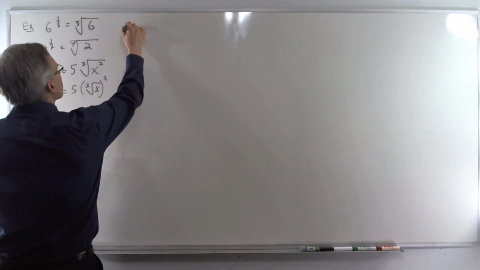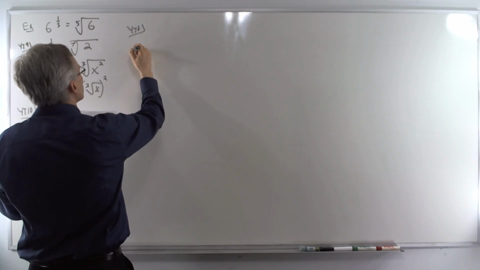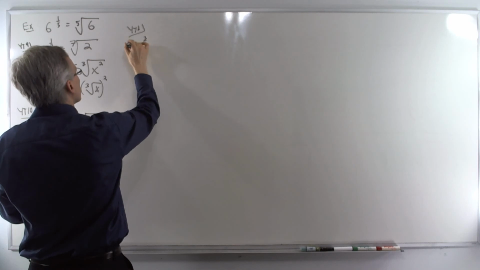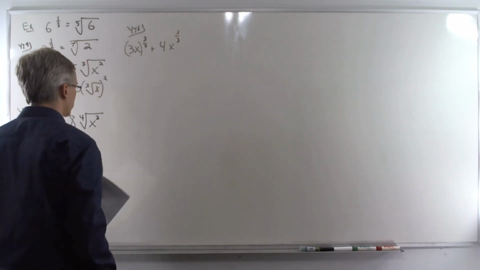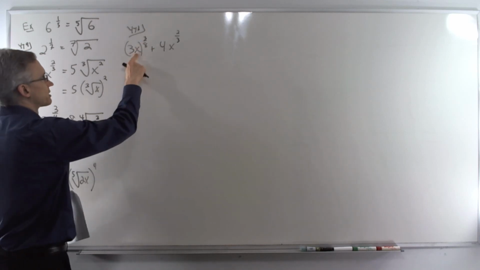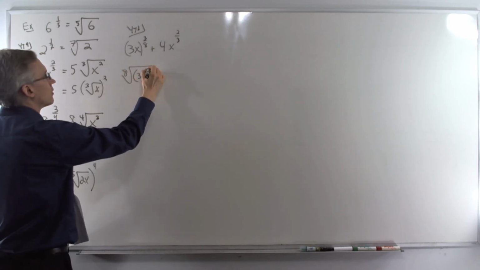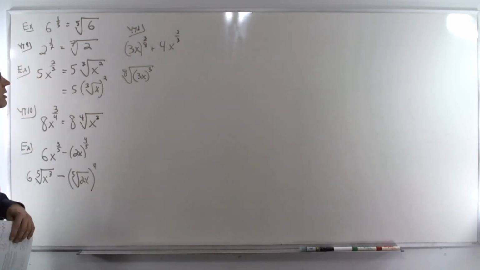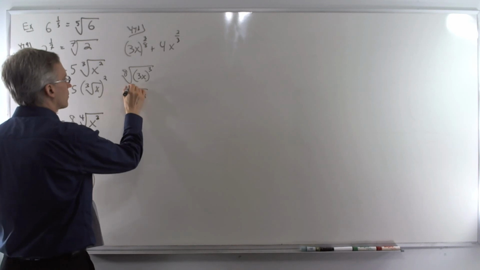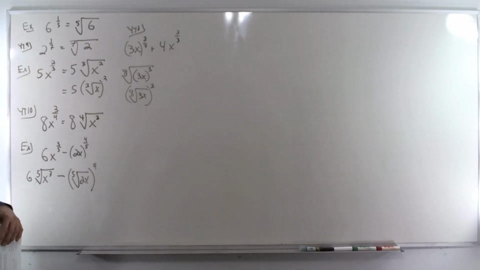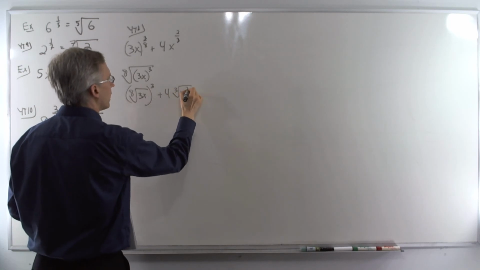Your turn, number 11. All right, the exponent applies to this whole expression, so that's going to be the 8th root of 3x to the 3rd power. You can write it like that, or like that. And on this side, plus 4 times the 3rd root of x squared.